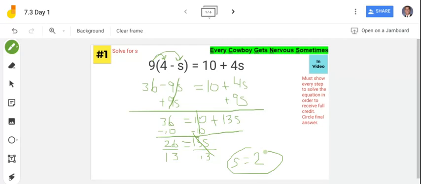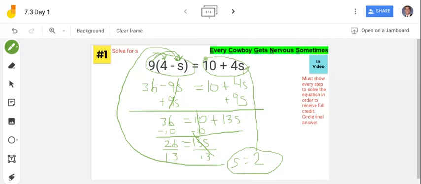Circle final answer. Okay, I could always check to make sure this is correct by taking S and plugging it back in to the original equation. So let me do that. So on the left side, in parentheses, I would have 4 minus S, or 4 minus 2, that's 2. And then 9 times 2, because the 2 is in parentheses, written right next to the 9, so that's multiplication. 9 times 2 is 18, so I have 18 on the left side. Do I have 18 on the right side? Well, I have 10 plus 4S, so let me do multiplication first. 4 times S, or 4 times 2 is 8. 8 plus 10 is 18. So yes, the left side equals the right side. This is, in fact, the solution.